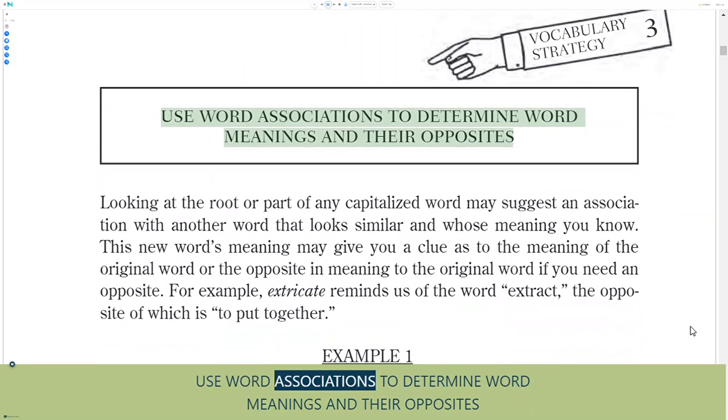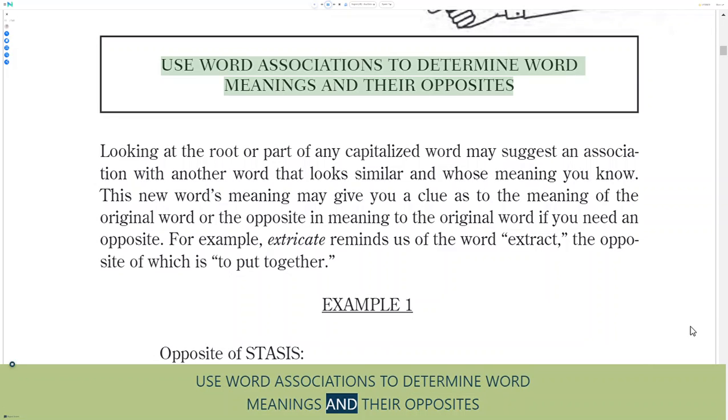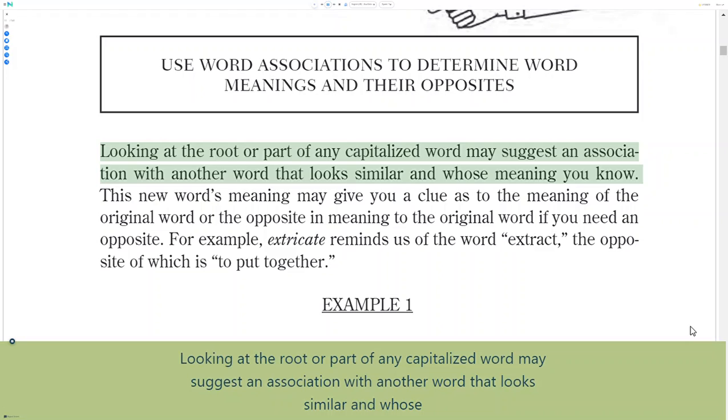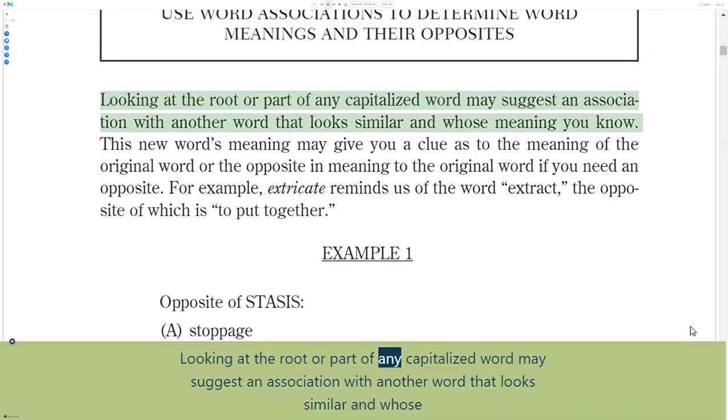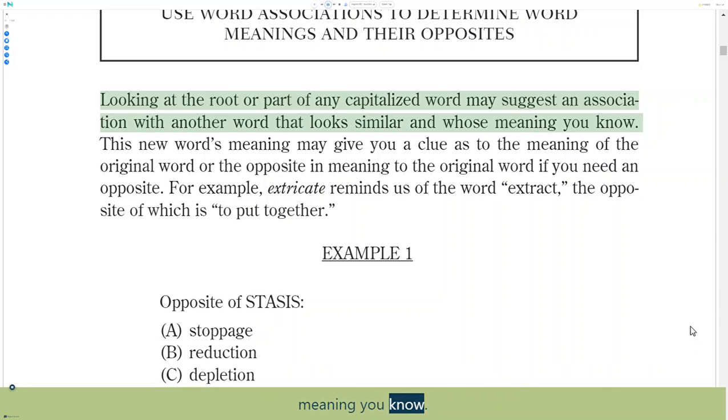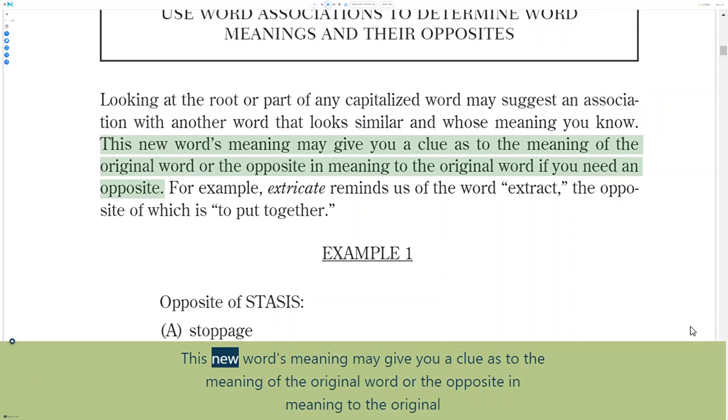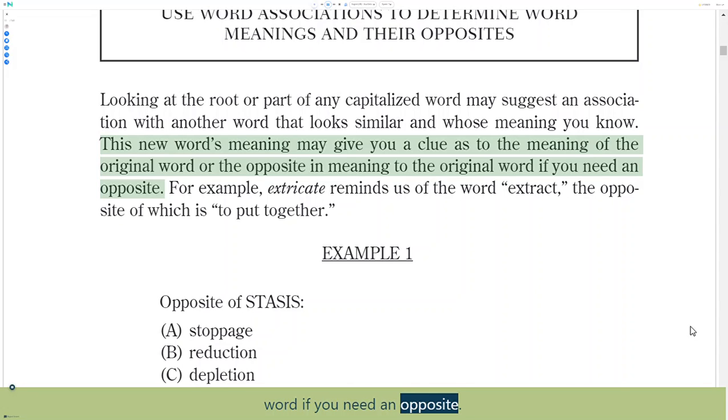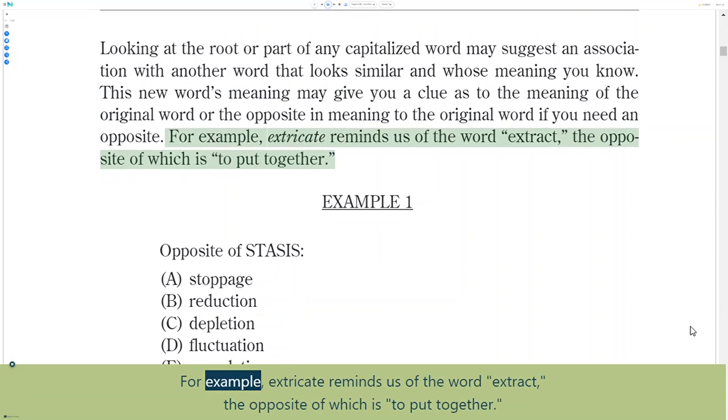Use word associations to determine word meanings and their opposites. Looking at the root or part of any capitalized word may suggest an association with another word that looks similar and whose meaning you know. This new word's meaning may give you a clue as to the meaning of the original word, or the opposite in meaning to the original word if you need an opposite. For example, extricate reminds us of the word extract, the opposite of which is to put together.